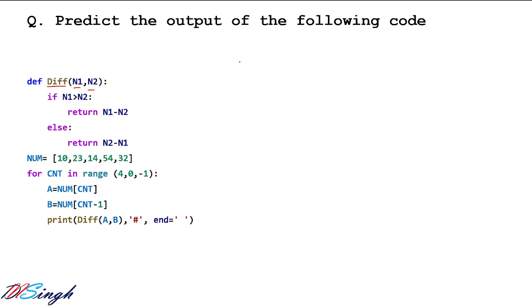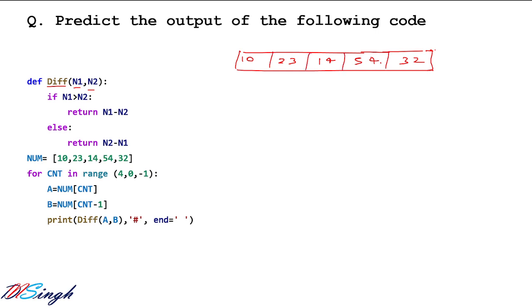And we have a list here: 10, 23, 14, 54 and 32. Here we see the indexes of this: 0, 1, 2, 3, 4. After that, for cnt, my loop variable, the range function will give us 4 as the start value. Range of 4, going up to 1 less than 0, and minus 1 is the step. So what is it going to generate? 4, 3, 2 and 1.